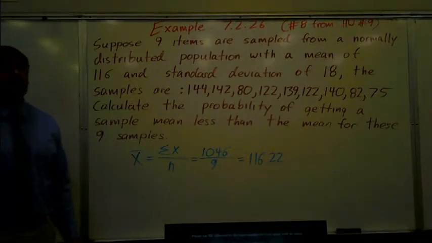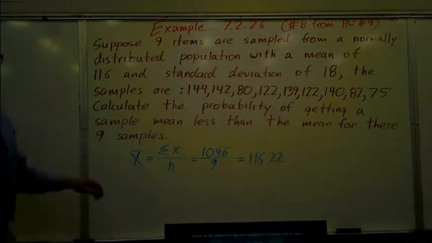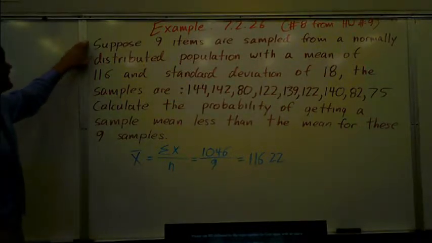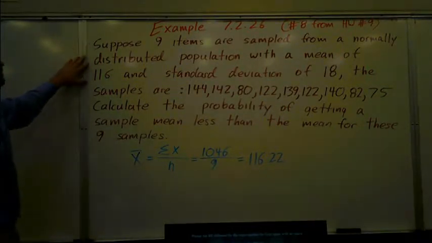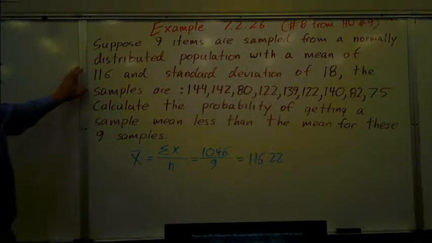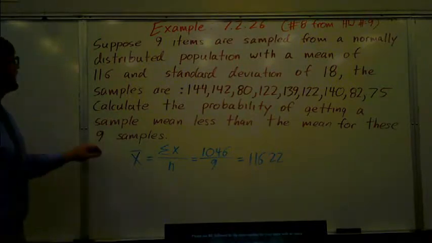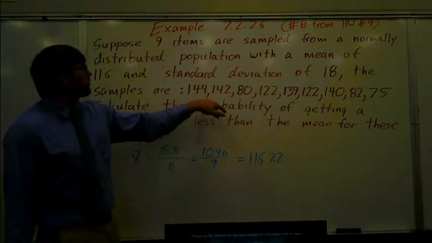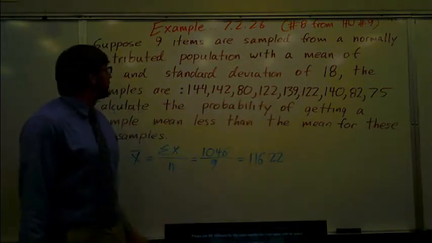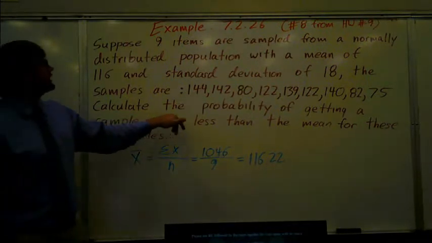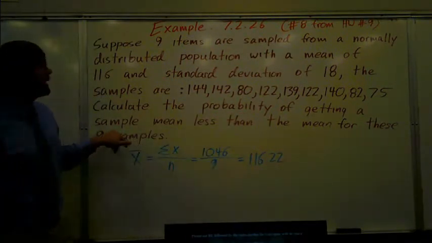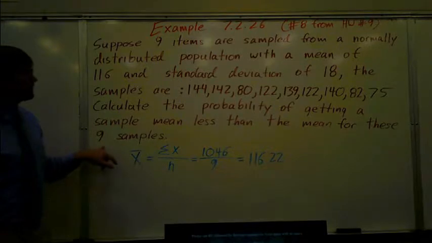Alright, next problem I want to check out is 7.2.26, which is number 8 from your 9th homework assignment. It asks, suppose 9 items are sampled from a normally distributed population with a mean of 116 and a standard deviation of 18. The samples are 114, 142, 180, and so on. And we want to calculate the probability of getting a sample mean less than the mean for those 9 samples.